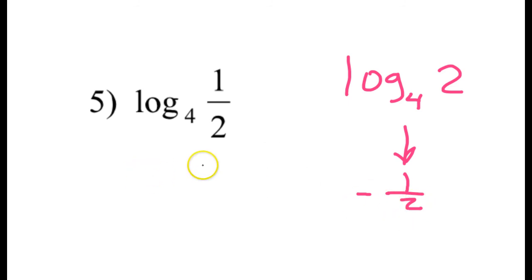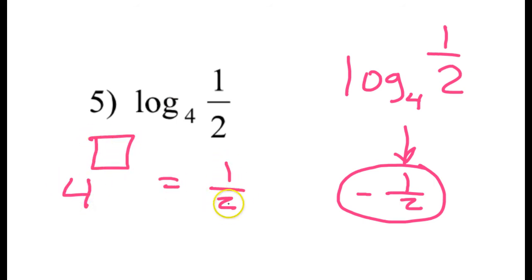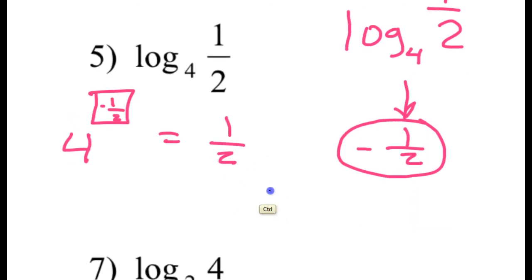And the best way for me to explain that is for me just to demonstrate. So I'm claiming now that the answer is negative 1/2. So we're supposed to be finding 4 to what power is equal to 1/2. And I'm claiming that the answer is negative 1/2. Well, let's check that out and see. What happens if I do 4 to the negative 1/2 power?